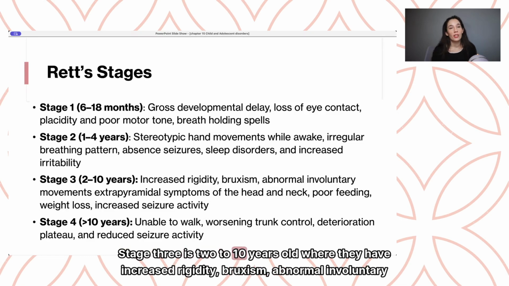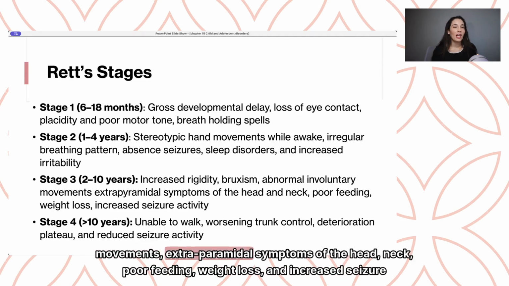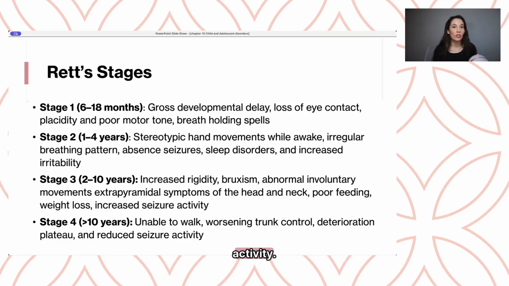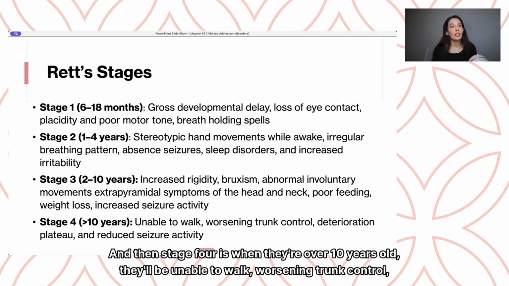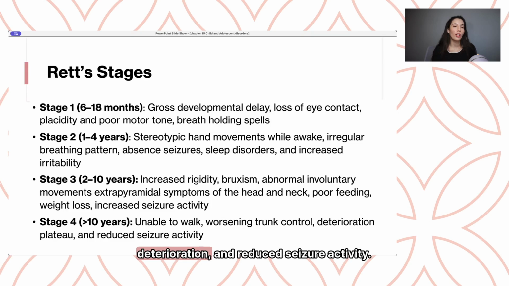Stage 3 is 2 to 10 years old, where they have increased rigidity, bruxism, abnormal involuntary movements, extrapyramidal symptoms of the head and neck, poor feeding, weight loss, and increased seizure activity. And then stage 4 is when they're over 10 years old. They'll be unable to walk, have worsening trunk control, deterioration, and reduced seizure activity.